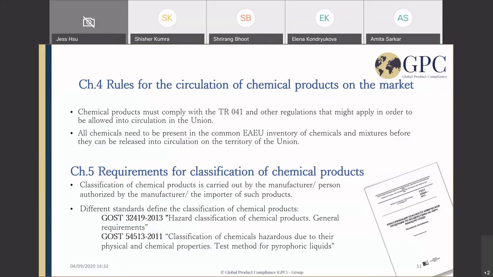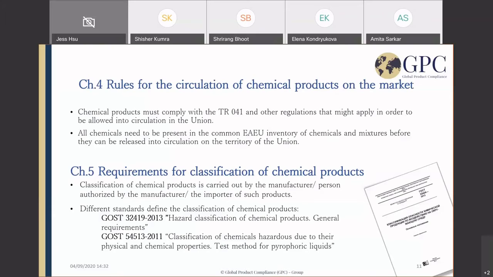So yes, there is a common EAEU inventory that is supposed to be formed, and the Russian national inventory formation is part of that, but we're going to again discuss that in a few minutes. And then also requirements for classification of chemical products. The classification is carried out either by the manufacturer or the person authorized by the manufacturer, the only representative, for example, or the importer of this product.